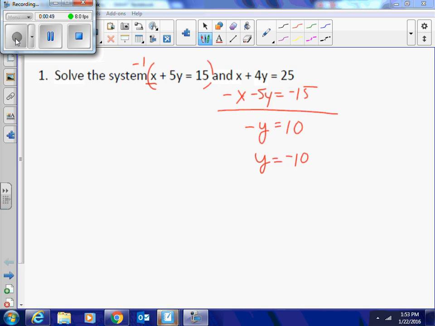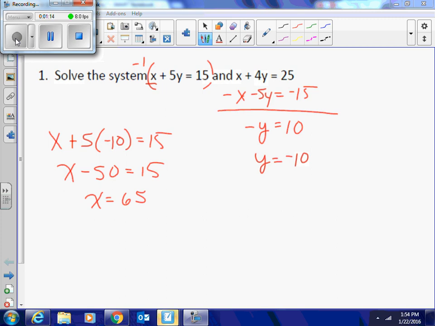When I know my y value, I can plug it into one of the equations and find the x value. Let's use the first equation. x plus 5 times -10 equals 15. x minus 50 equals 15. Add 50 to both sides, and x equals 65.